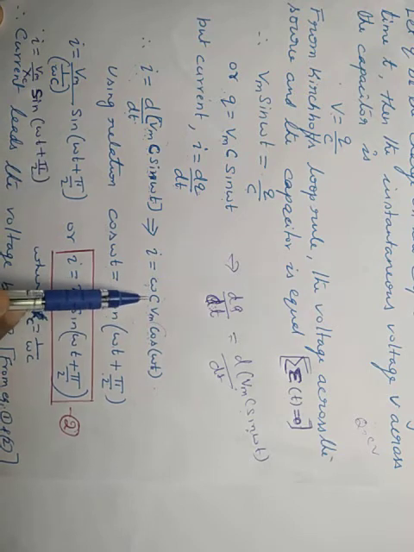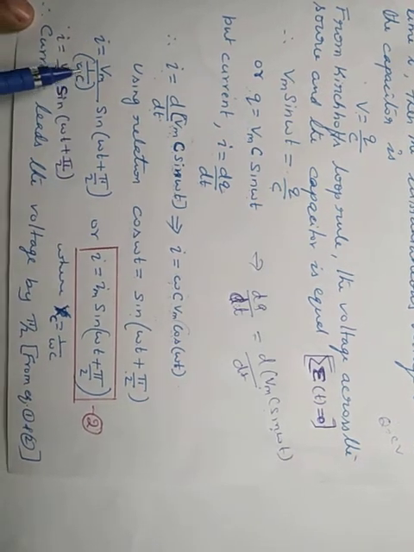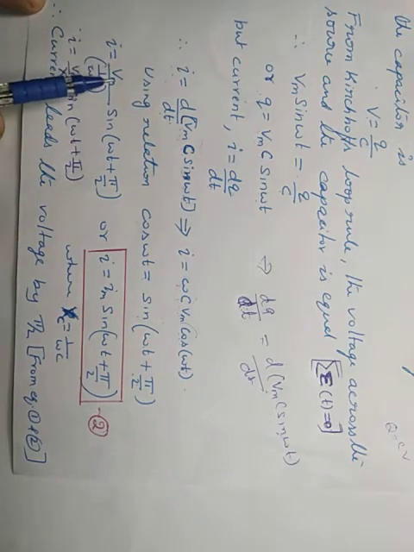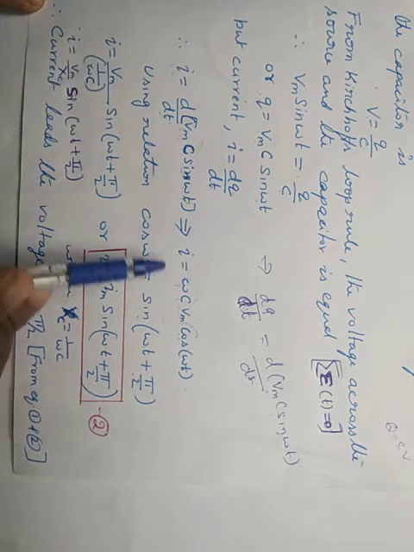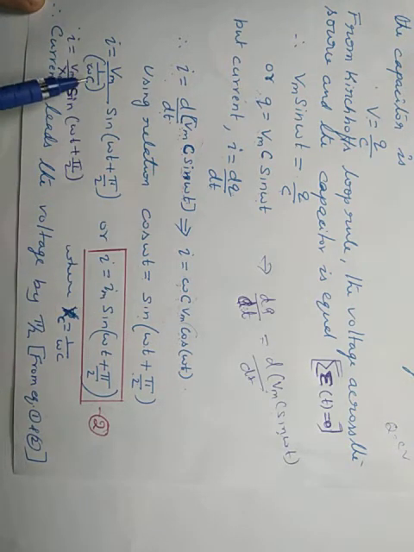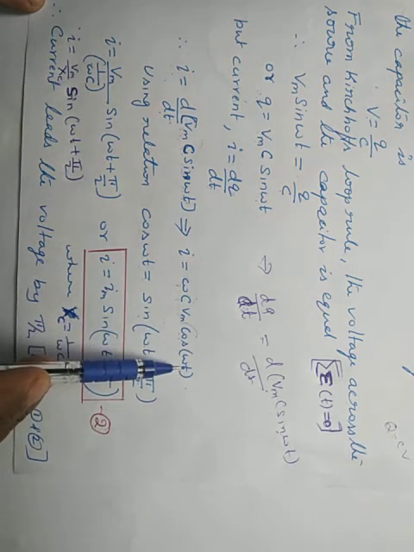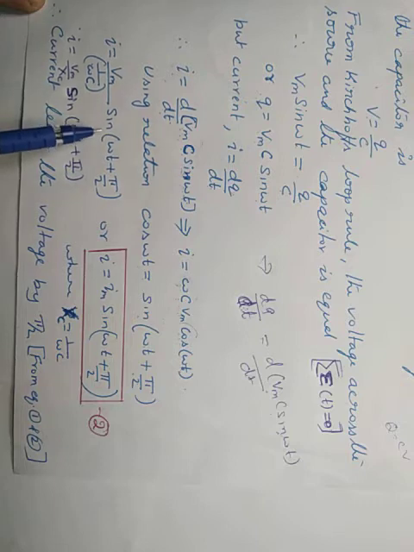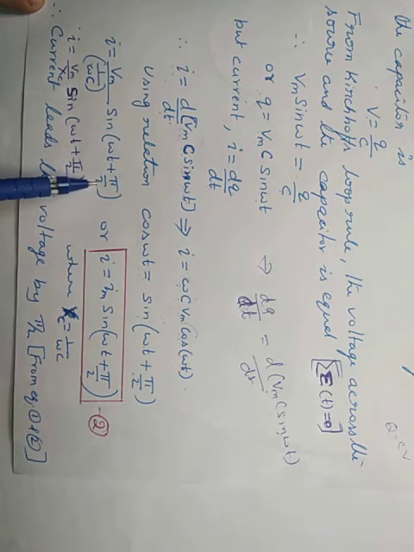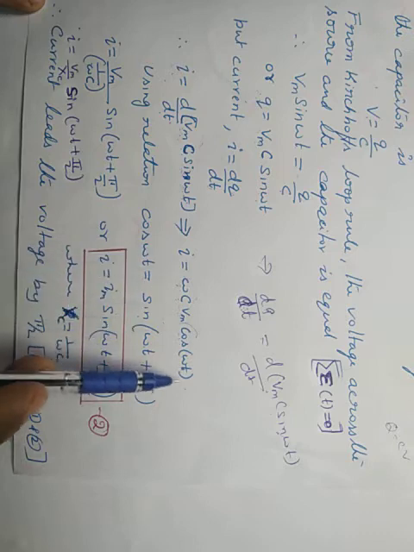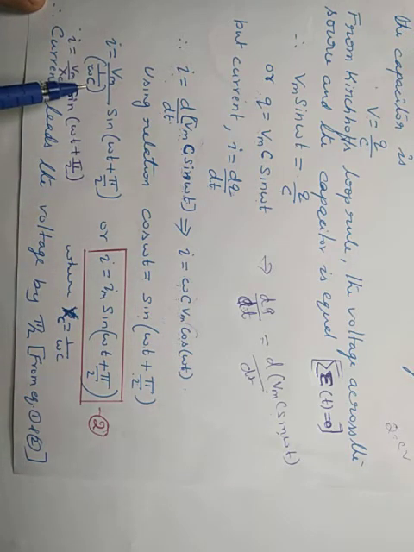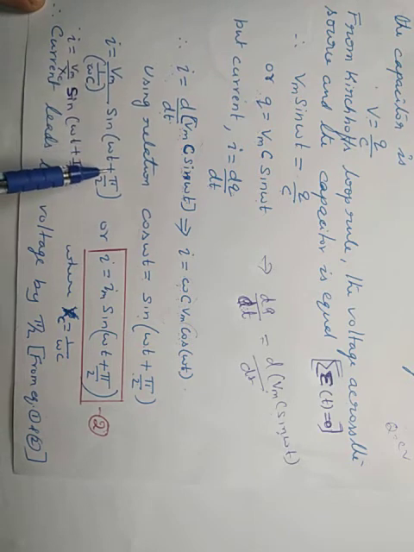See here, this equation we have written like this: I equal to Vm by 1 by omega C. This is nothing but the same term. You can take the reciprocal and multiply it, and the cosine function I have written as sin omega t plus pi by 2. Just write this equation as I equal to Vm by 1 by omega C into sin omega t plus pi by 2.